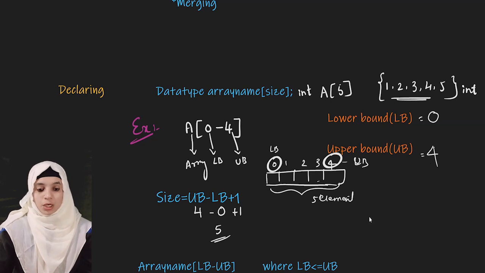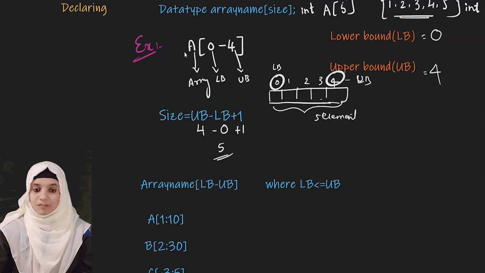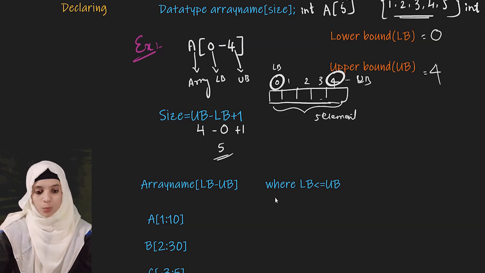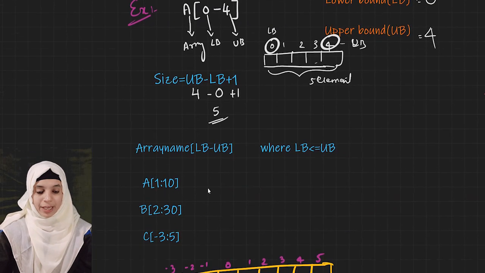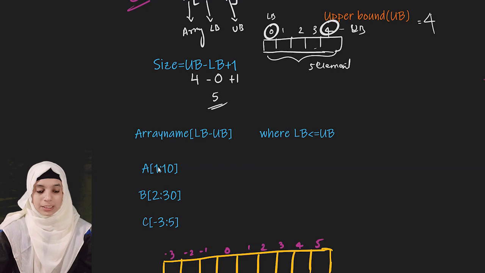Yes. So now, as I have told you, this is our array name, this is our lower bound and this is our upper bound. The condition here is that the lower bound should always be less than or equal to the upper bound. Here we have given a few examples. See, this is our lower bound and this is our upper bound.